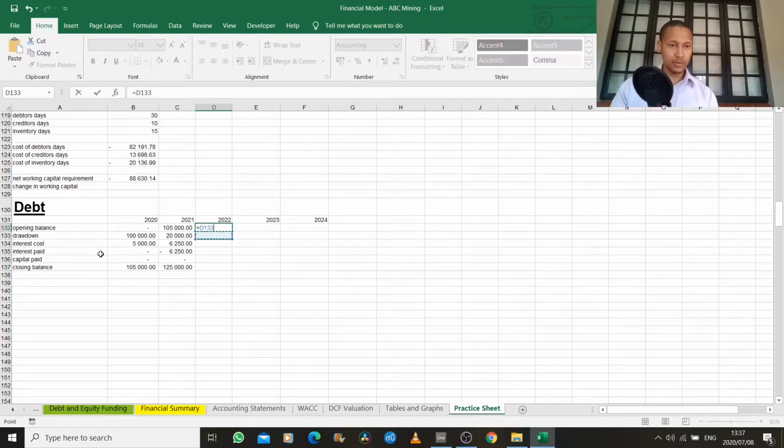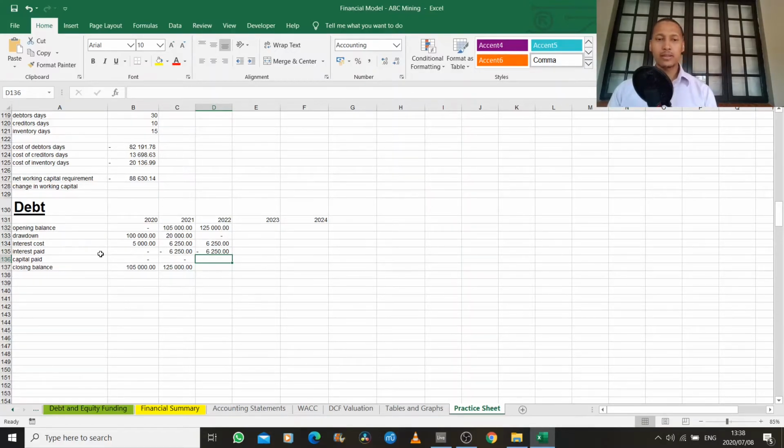So let's do the next year. Our opening balance will just be the closing balance of the previous year. We don't need to borrow any additional money. Let's see, our interest cost is just our opening balance multiplied by the 5%. Same interest cost. We pay our interest for the year, but we also decide that it's time to start repaying the capital on this debt.